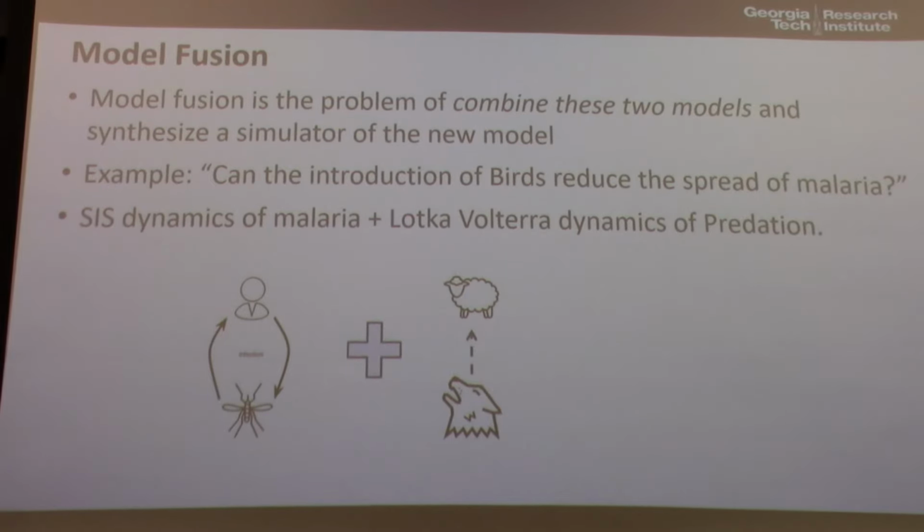And so the current state-of-the-art technique here is to write two simulators and then share data between those simulators. Like every time I want to know how many birds there are, I need to ask the bird model. And then whenever I need to know how many mosquitoes there are, I need to ask the malaria model. And I do message passing of data in order to couple these simulators. It's inefficient.